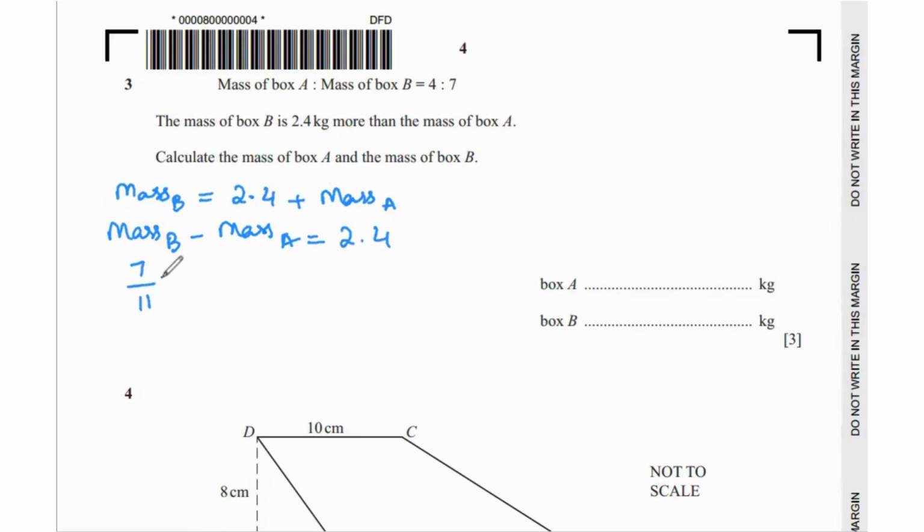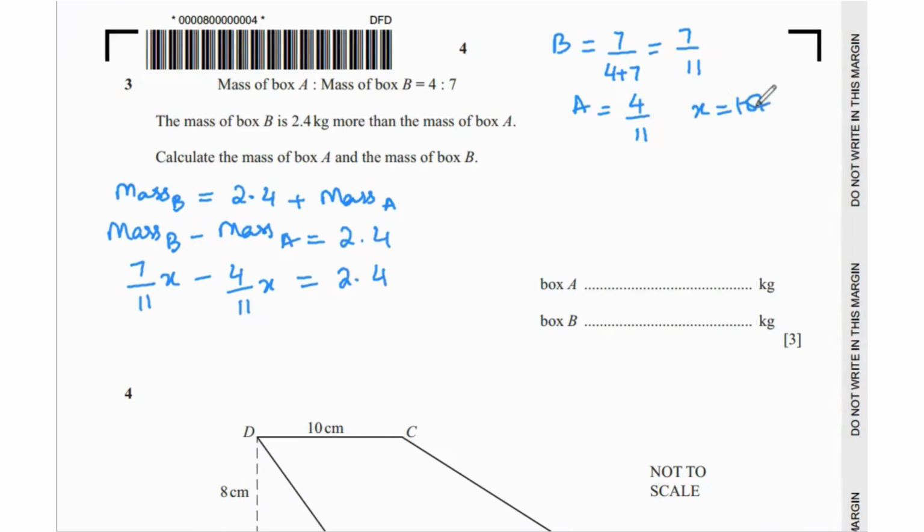So 7/11 of x minus 4/11 of x equals 2.4. For B, the fraction is going to be 7 out of 4 plus 7, so that's 7/11. And for A, it's 4/11. I'm using the values in the ratio, and x is your total mass. So 7x minus 4x is 3x/11. Then to find the value of x, we multiply 2.4 by 11 and divide the result by 3. That gives the value of 8.8 kg.